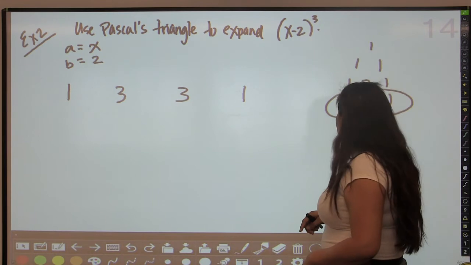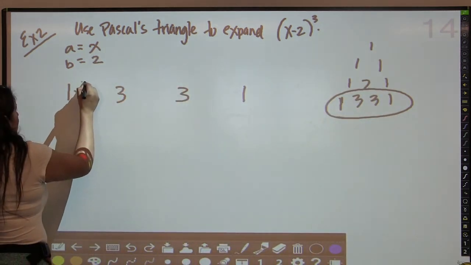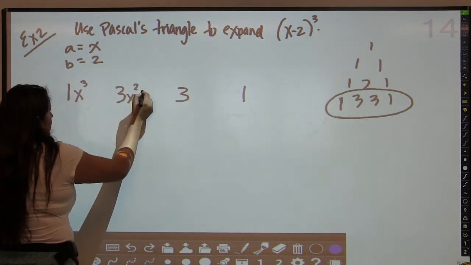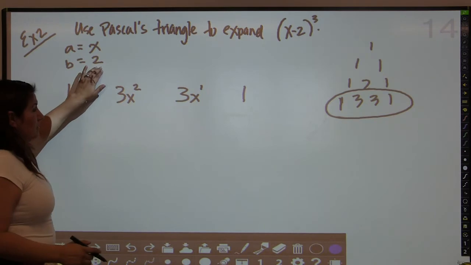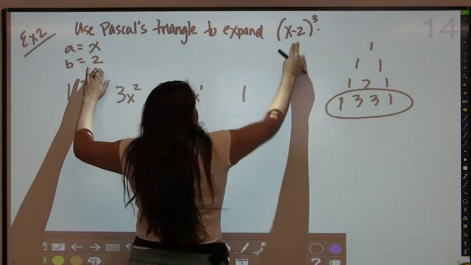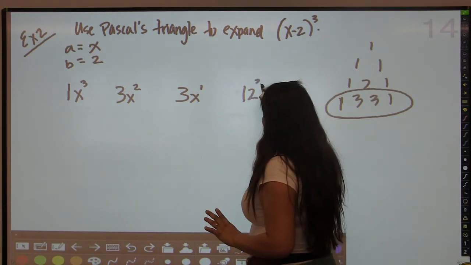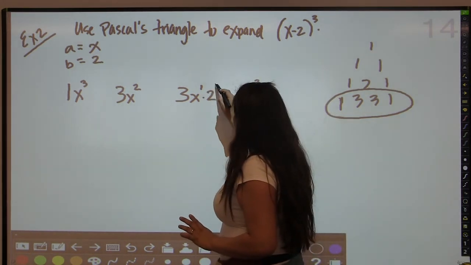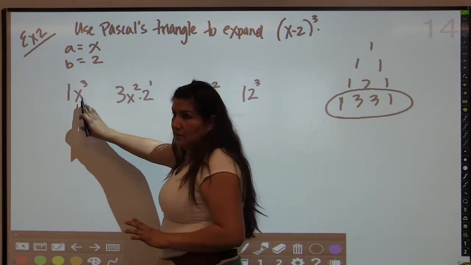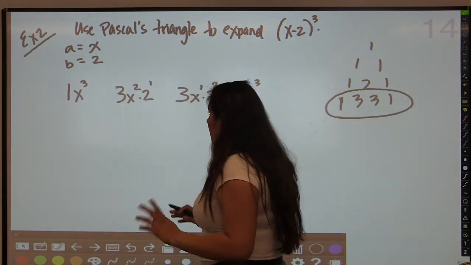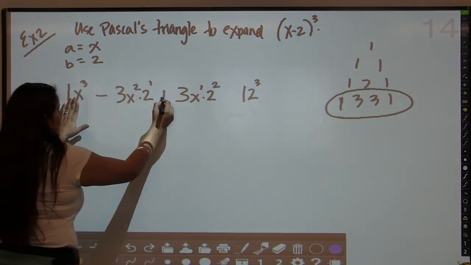But right now we're going to do X. We'll start with the A's. So it's going to be X to the third, and then X squared, X to the 1, and then X to the none. Then we have 2, because in the B spot we have a 2. So I'm not going to attach negatives to it. I'm just going to put 2 to the third, and then 2 to the second, 2 to the 1, and then 2 to the none. The next thing I'll do is make them alternating sign. So if this is a positive, this will be a negative, this will be a positive, this will be a negative.